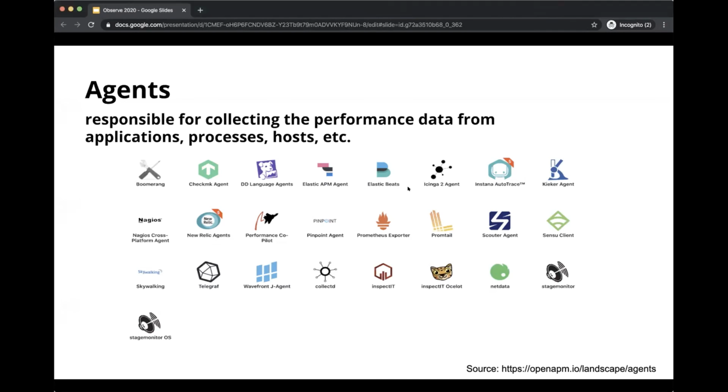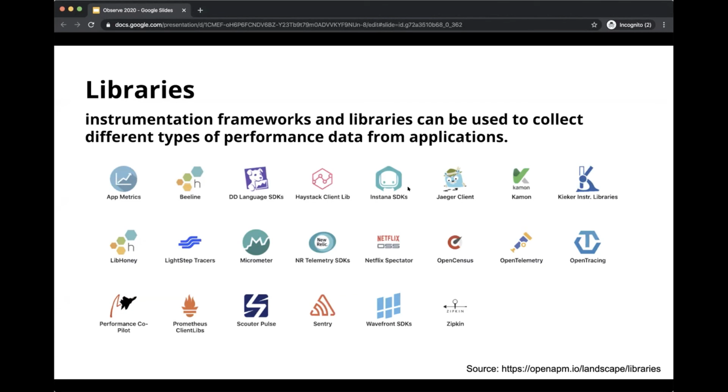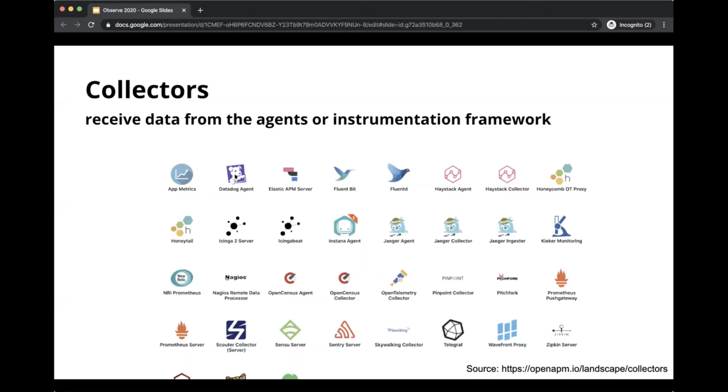So here are some of the tools that are out here for agents. And then for libraries, we've been talking about OpenTelemetry today. Here are some other libraries that you can check out too as well if you're interested. And then we have some collectors here.